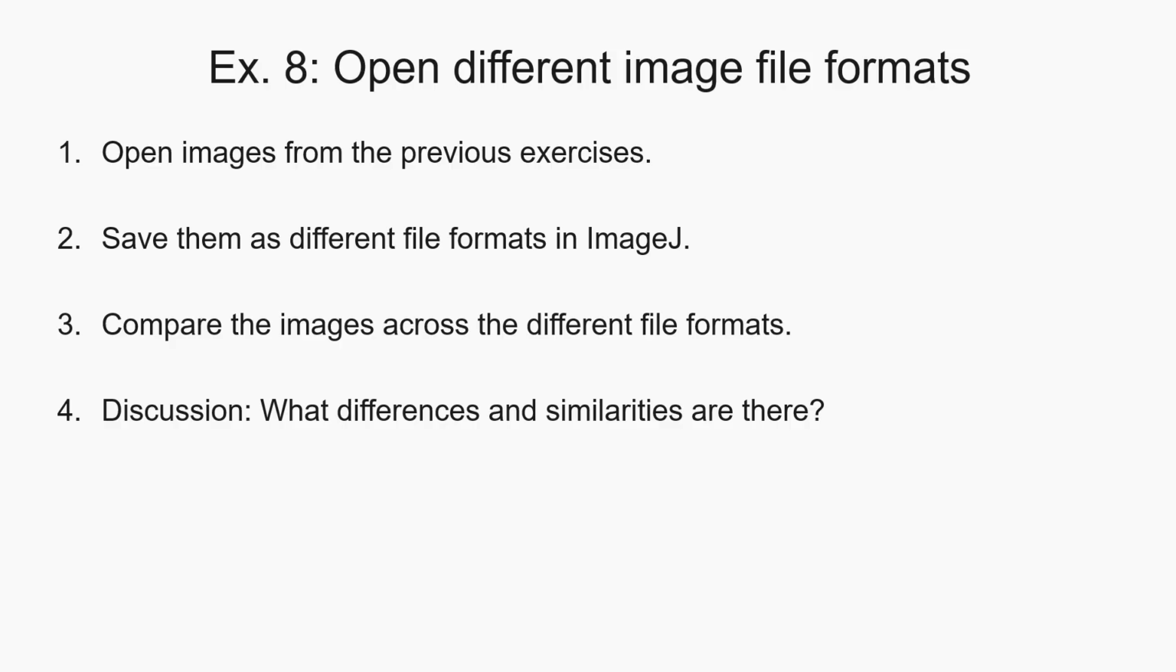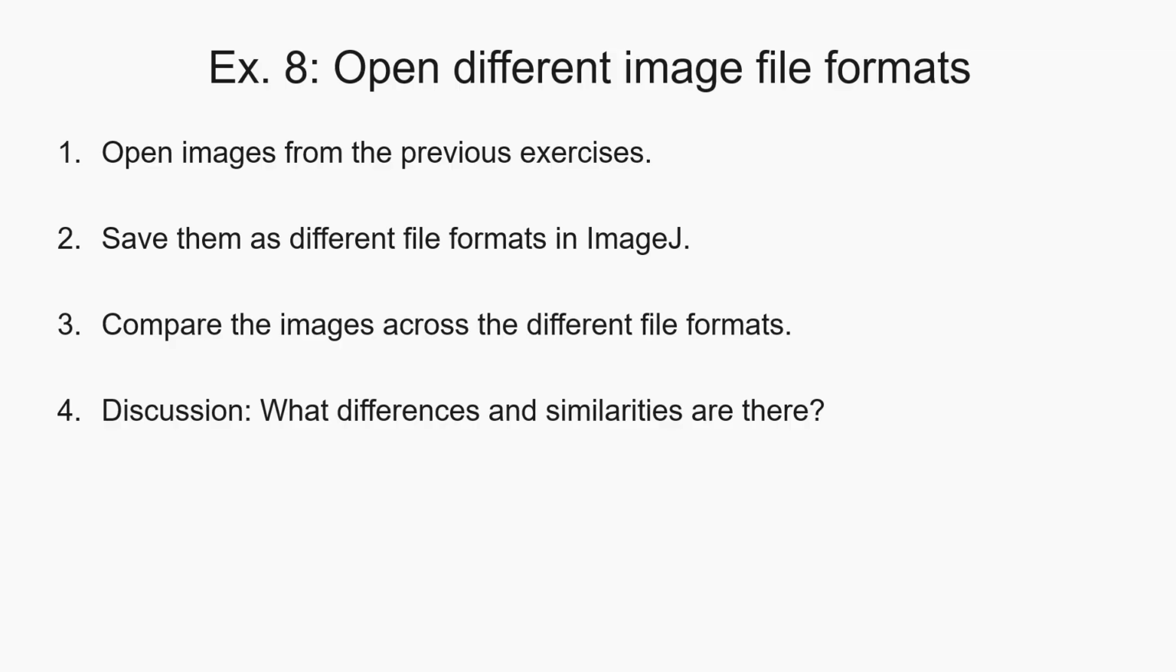In this exercise, you'll compare images saved in multiple file formats. The first step is to open images from previous exercises and save them using different formats in ImageJ. Then compare the resulting files. Consider questions such as, do the images look different? Have file sizes changed? Has any metadata been preserved or lost? Are these images still suitable for quantitative analysis? This exercise highlights the trade-offs between compatibility, storage efficiency, and data preservation. I'll pause here so you can have a chance to do this exercise by yourself.